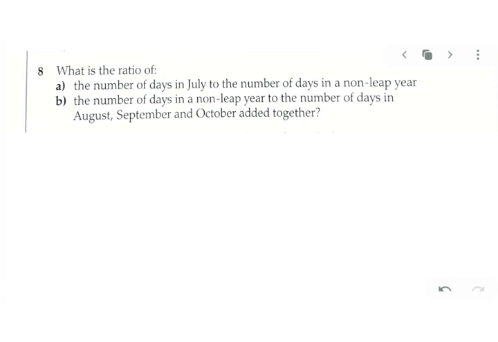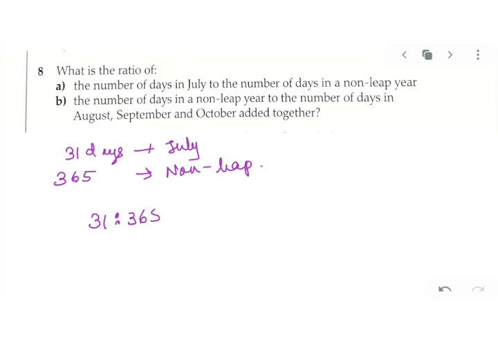Next I have, what is the ratio of number of days in July to the number of days in a non-leap year. As we know, in July we have 31 days. And if it is a non-leap year, that means it will have 365 days. So you have to make a ratio of this. So that will be 31:365. Are you getting my point clear? You can keep it as it is.